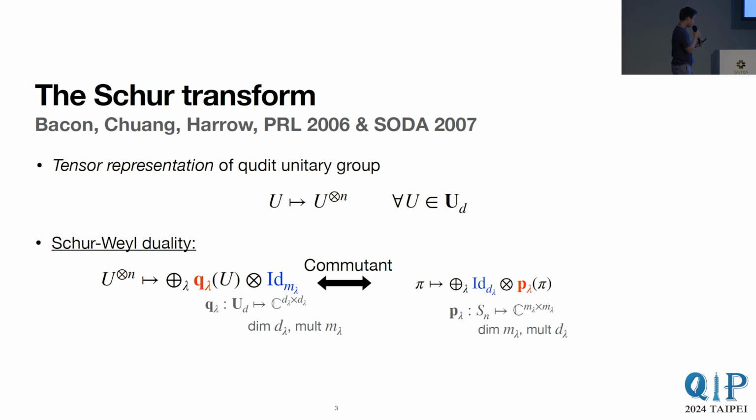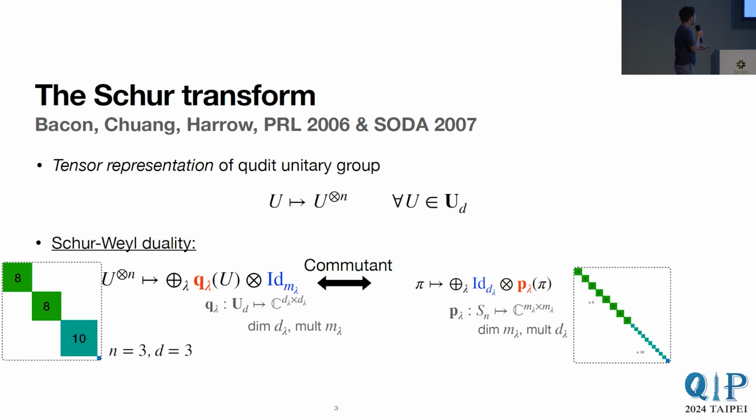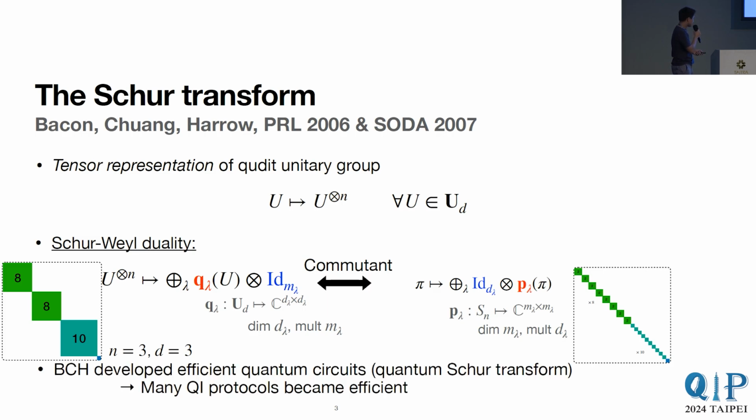So generalizing the example in the previous slide, this Schur transform also block diagonalizes the permutations of qubits, except now within each block, the irrep space and the multiplicity space are swapped. So here are examples of the block structure in a small example. So what Bacon, Chuang, and Harrow did was they developed the first efficient quantum circuit for this Schur transform. And this transform is great because it made many protocols in quantum information efficient.